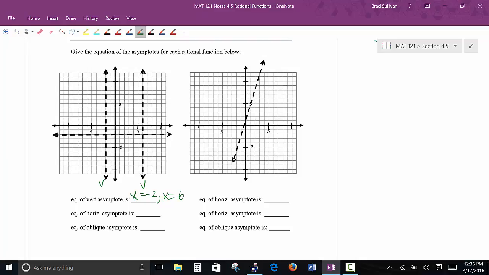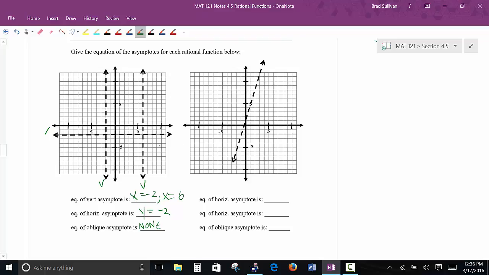How many horizontal asymptotes do you have? Just one. It's this one. You name that by y equals, and that's going to be y equals -2. And there is no oblique asymptote because that's a slanted line. So oblique asymptotes, sometimes we call those slant asymptotes.